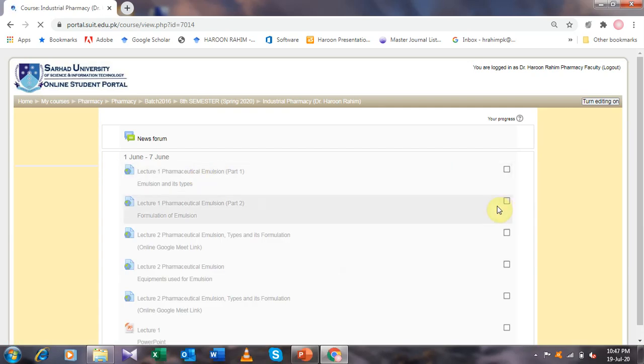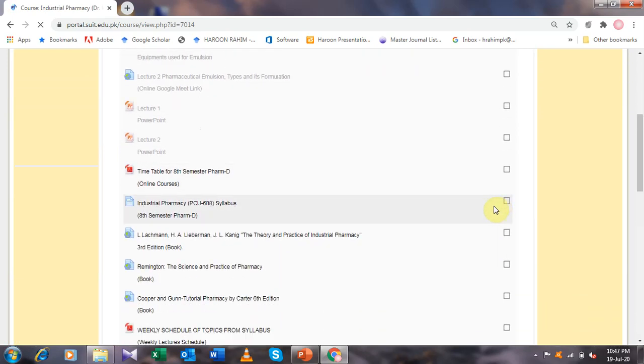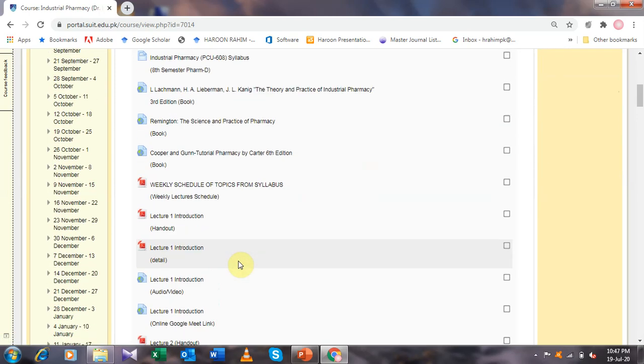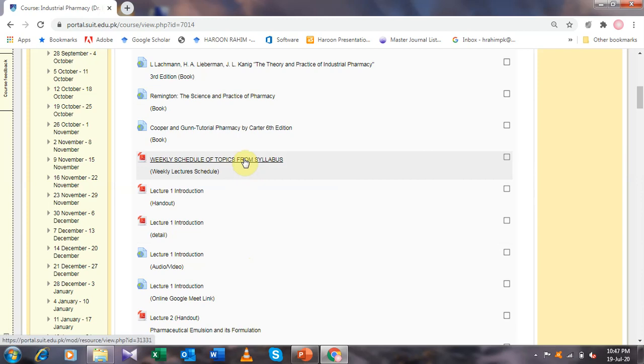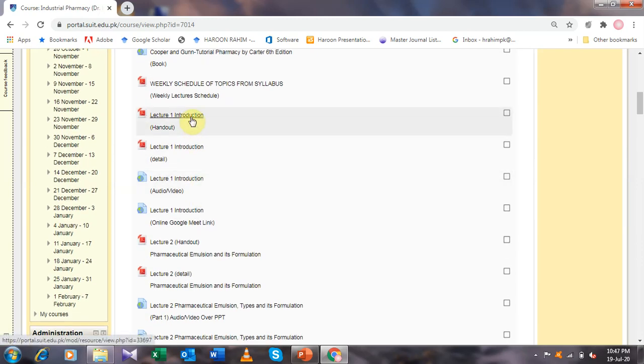and you can see the week-wise distribution. That is the first week. You can see the timetable for the 8th semester Form D, and the syllabus that I have uploaded, and after that you can see the recommended books: Lachman, Remington, Cooper and Gunn, and after that you can see the weekly schedule of topics from the syllabus we have covered according to the weekly schedule. And after that I have uploaded lecture 1 handout, lecture 1 introduction detail, and lecture 1 audio video over PPT.